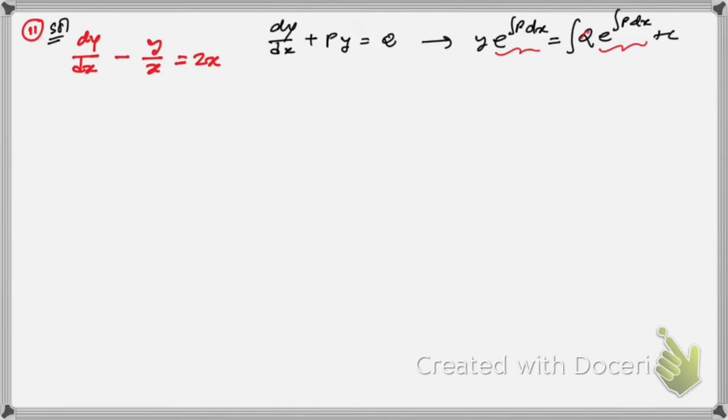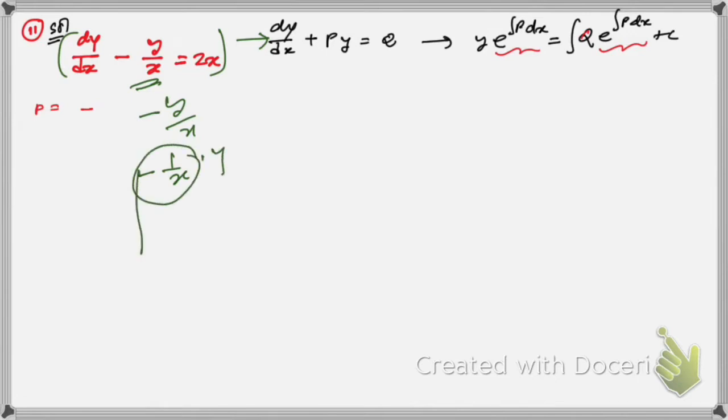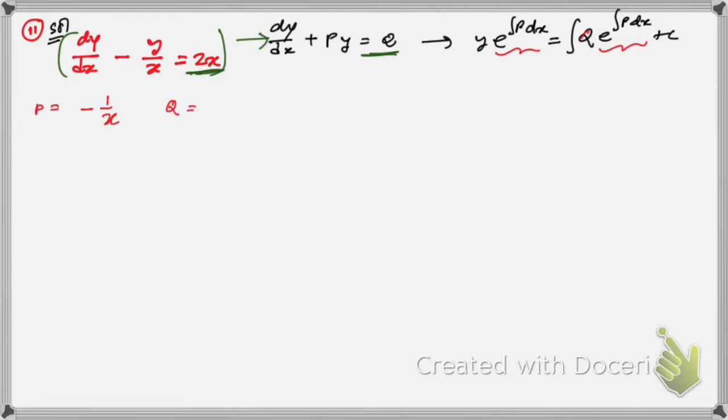So e to the power integral of p dx is nothing but the integrating factor, right? So if you compare this given equation with this, then here you see the second term is minus y by x. This can be considered as minus 1 by x into y. So this is the value of p, right? And q is here twice x. So now let us solve. So this is p, this is q, right?